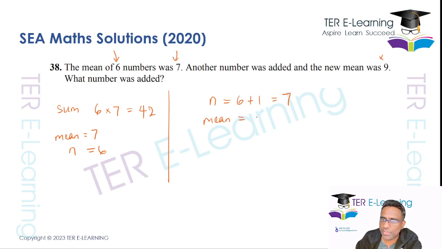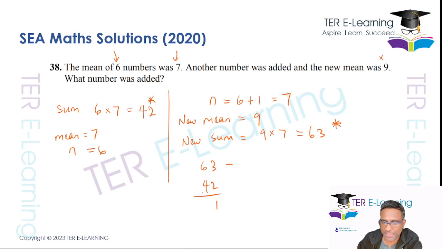is equal to 9. So therefore your new sum, all we need to do is to say 9 multiplied by 7. 9 7s are 63. So what we can do is use the new sum and the previous sum in order to figure out the number that was added. So the number that was added is simply going to be 63 minus 42, right? 3 take away 2 is 1, and 6 take away 4 is 2. So therefore, the number that was added would have been 21. 21 is the number that was added, right?